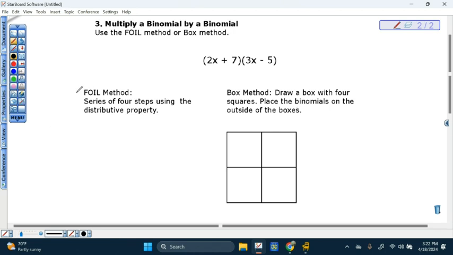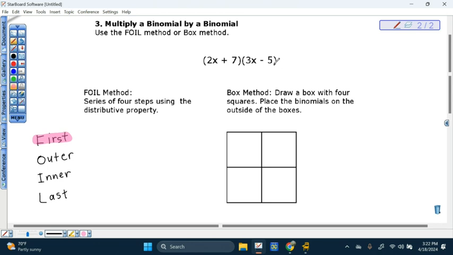So the first one is the FOIL method. So FOIL stands for something. What do you think it stands for? First, Outer, Inner, Last. Yeah. Man, that wasn't as fun as my other classes because we were coming up with really random things like, first often is late. That's a good one. Good job. Thank you.